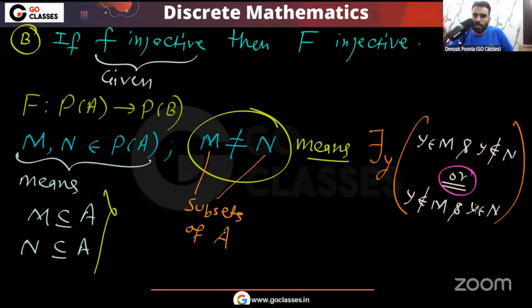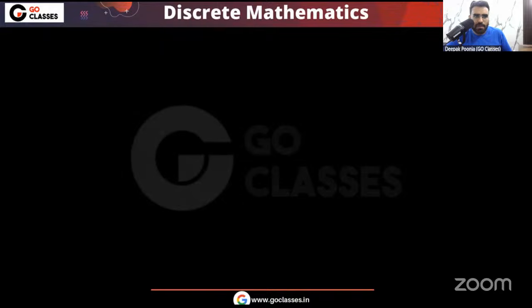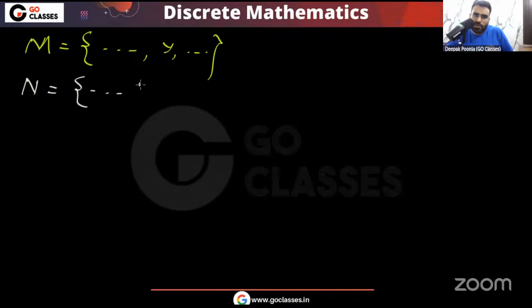So let me take this case. Remember, the same thing will apply in the other case also. The point is that if M, N are different, then there is at least one element which belongs to one of them but not the other. Yes or no? Now let's assume that M has this element y, and you can see N does not have this element y. Here you have this element y, and N does not have it. Do you agree? I hope you understood that y is not here.